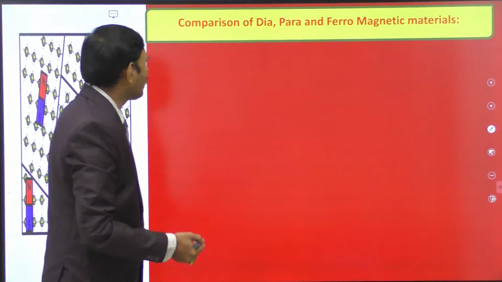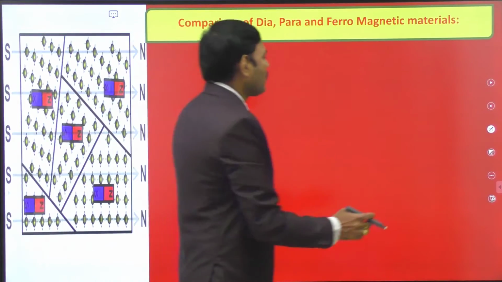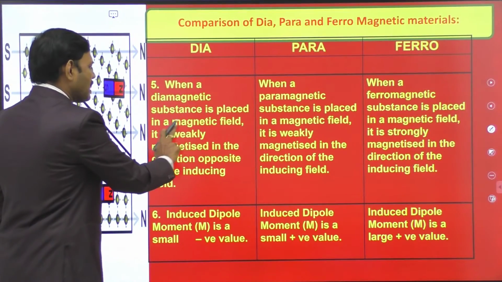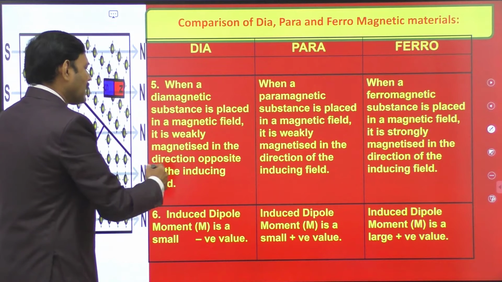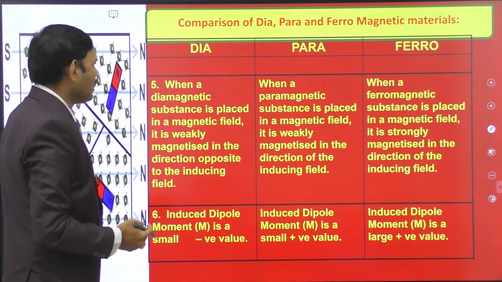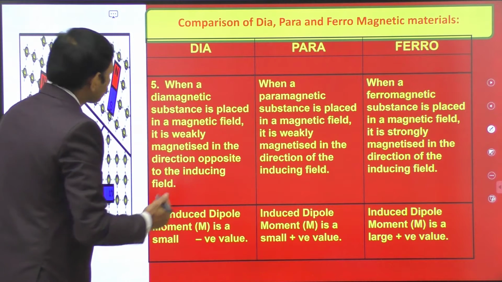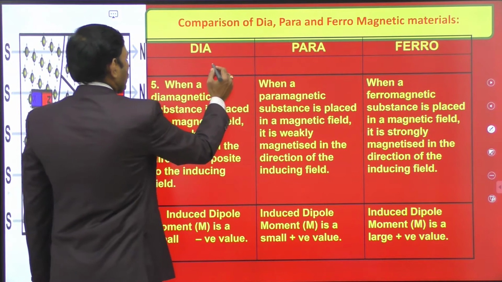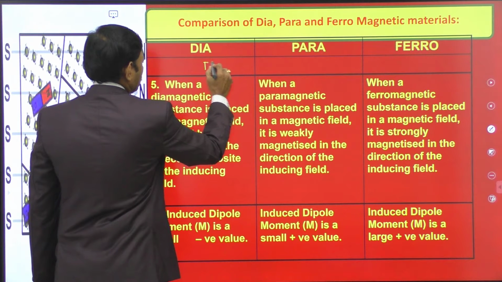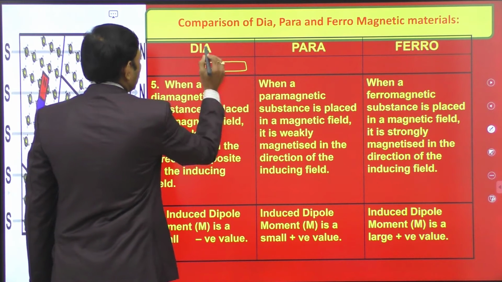So let us move on to one more point on the property of the substances. Dia, para, ferro. This is one more point. When a diamagnetic substance is placed in a magnetic field, it is weakly magnetized in a direction opposite to the inducing field. Opposite to the inducing field. So suppose let this be a copper substance which is a diamagnet.